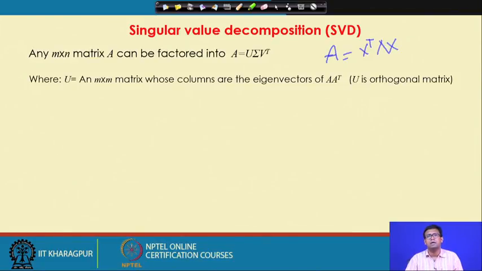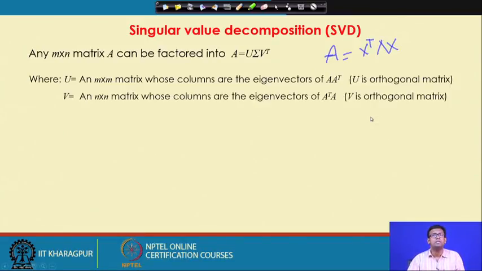U is an m into m matrix whose columns are the eigenvectors of A A transpose. U is also an orthogonal matrix. Why? Because A A transpose is a symmetric matrix, therefore its eigenvectors must be orthogonal to each other. Similarly, V is an n into n matrix whose columns are the eigenvectors of A transpose A. A transpose A is also a symmetric matrix. So, eigenvectors are orthogonal to each other, therefore, V is also an orthogonal matrix.